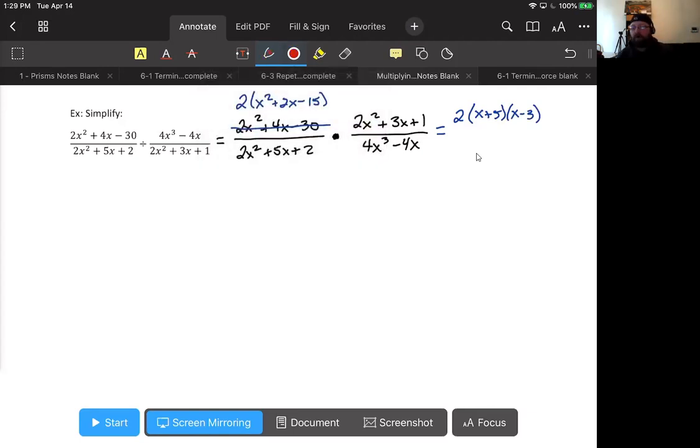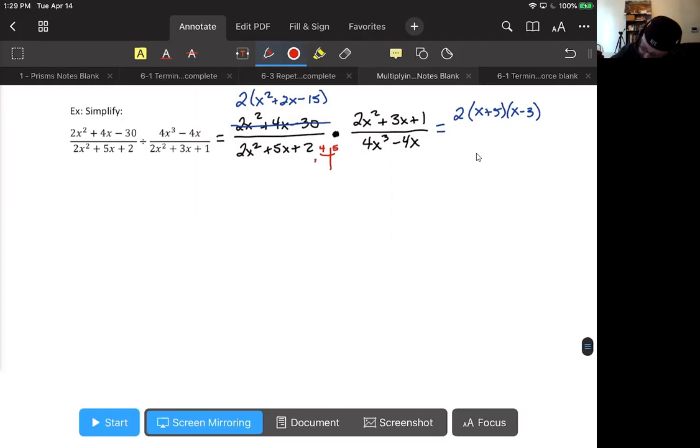On the bottom of that fraction, we have an a not equal to 1. So remember that we're looking for numbers that multiply to 2 times 2, which would be 4, and add to 5. That would be 4 and 1. And then that means we're splitting up that middle term into a 4x and an x, and then we're going to carry out factor by grouping.